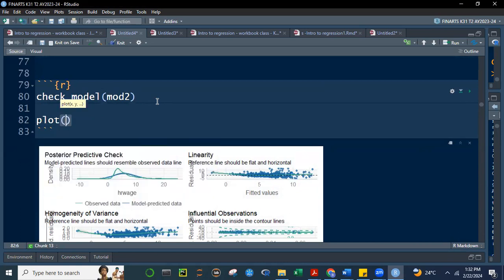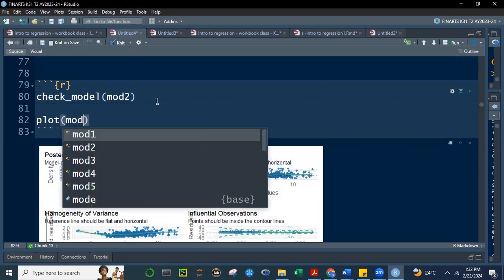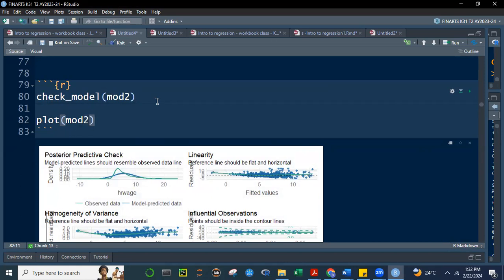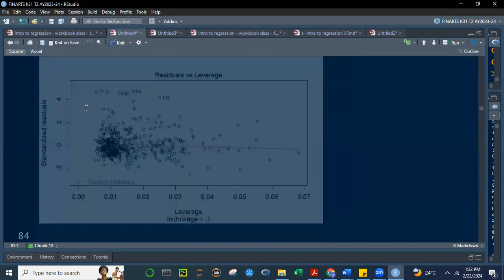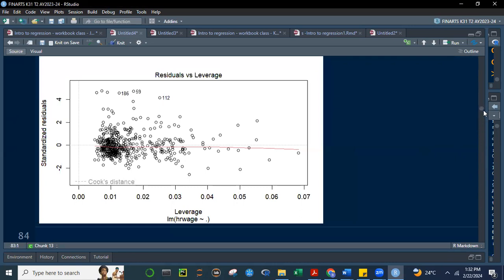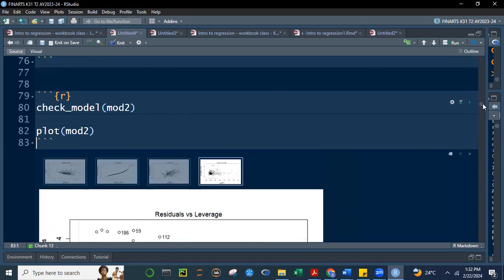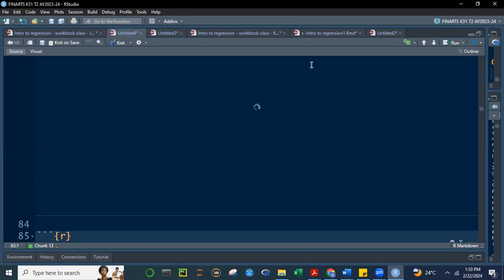Di ba, may plot function si mod 2? Mod being an LM function. Naalala nyo ito? Actually, 6 plots siya, no? Pwede natin isa-isahin, di ba? If you recall, which is equal to 1, which is equal to 2, etc. Now, this is quite similar to the check model function. Tignan nyo, check model.